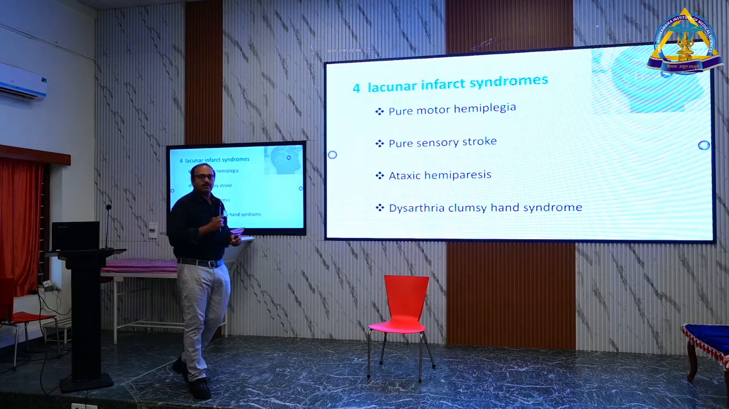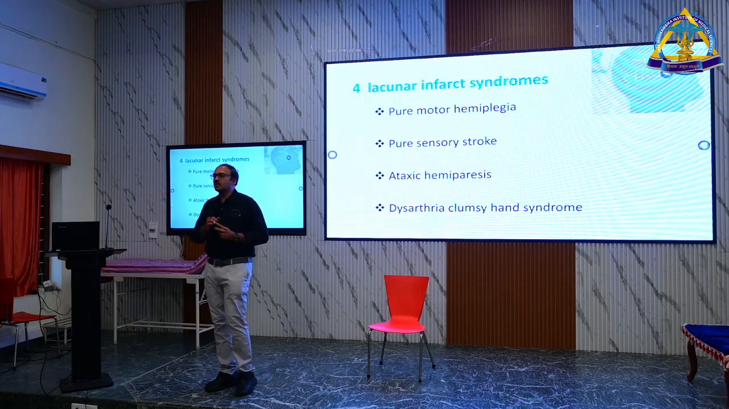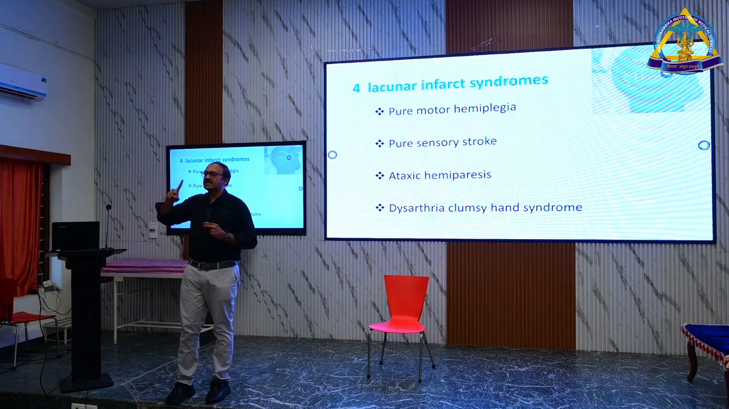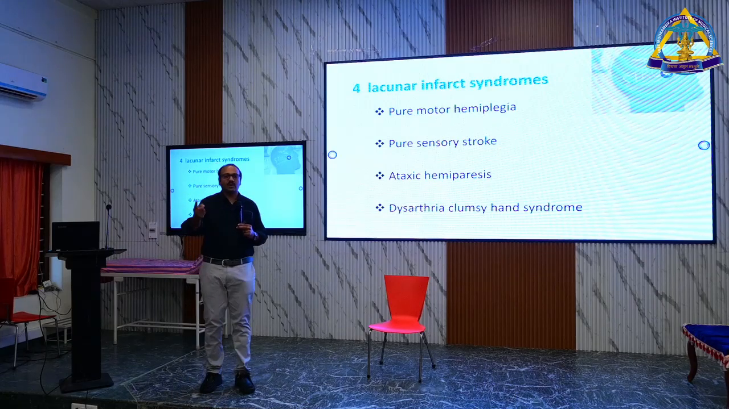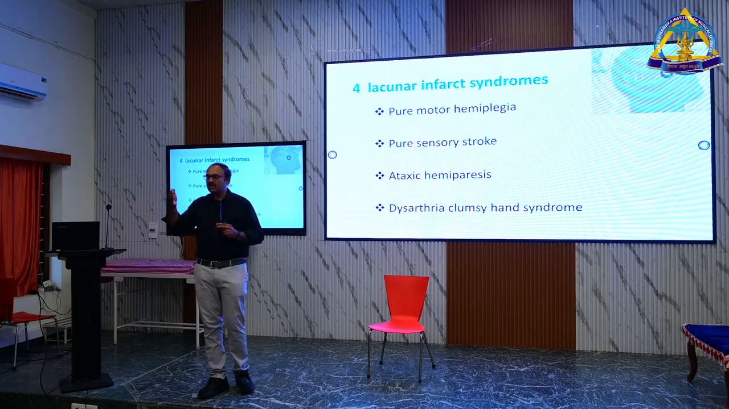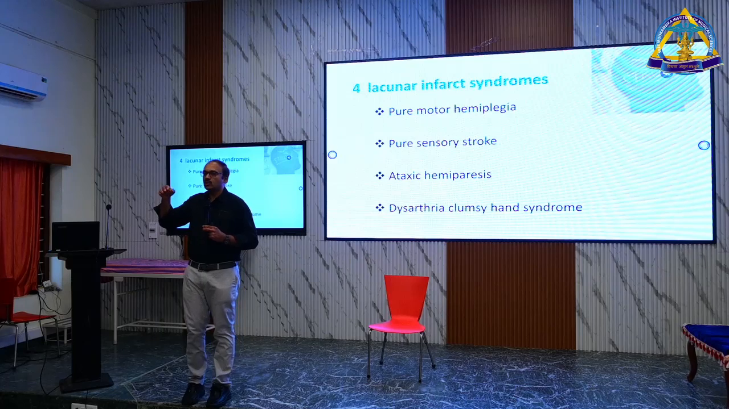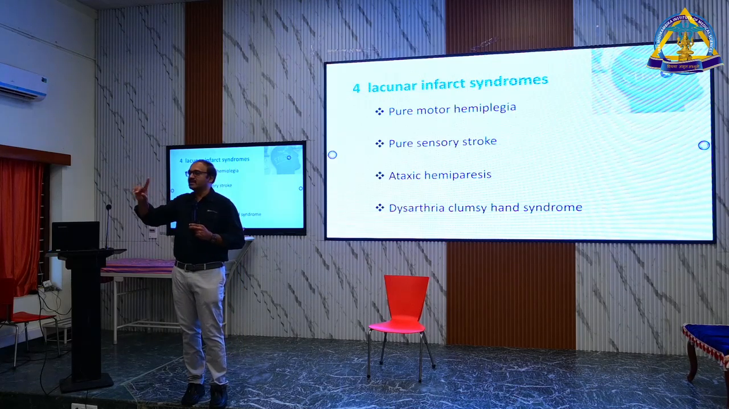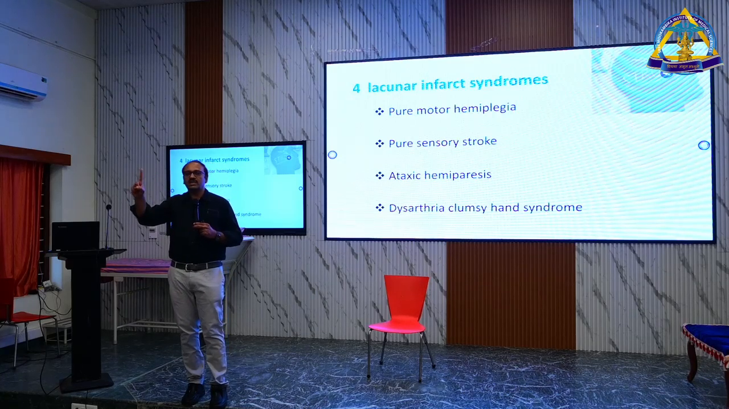What is ataxic hemiparesis? In ataxic hemiparesis, there is only minimal weakness. There may be grade 4 power, but severe ataxia, finger-nose incoordination will be defective. That is why you have to not only look for power, you have to look for coordination. Whenever you examine the motor system, you have to look for both power and coordination. Sometimes power will be grade 4, and you may think there is no stroke, but there will be severe incoordination. So severe incoordination with minimal weakness is called ataxic hemiparesis.